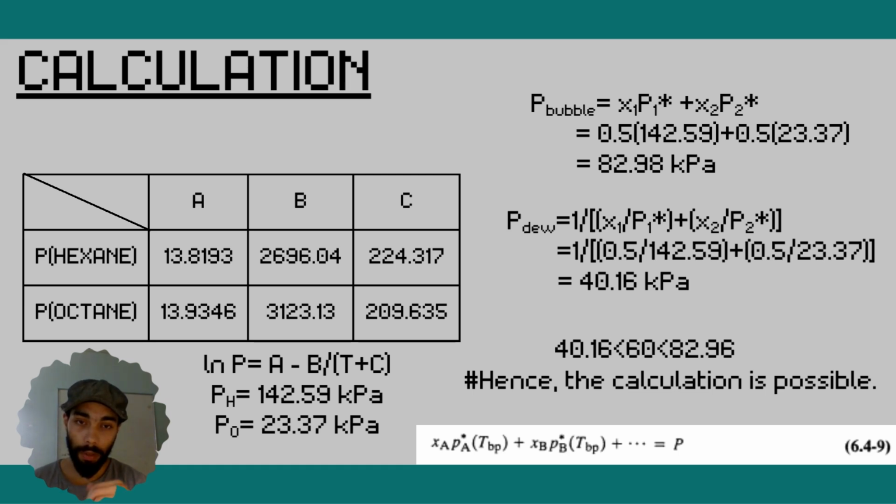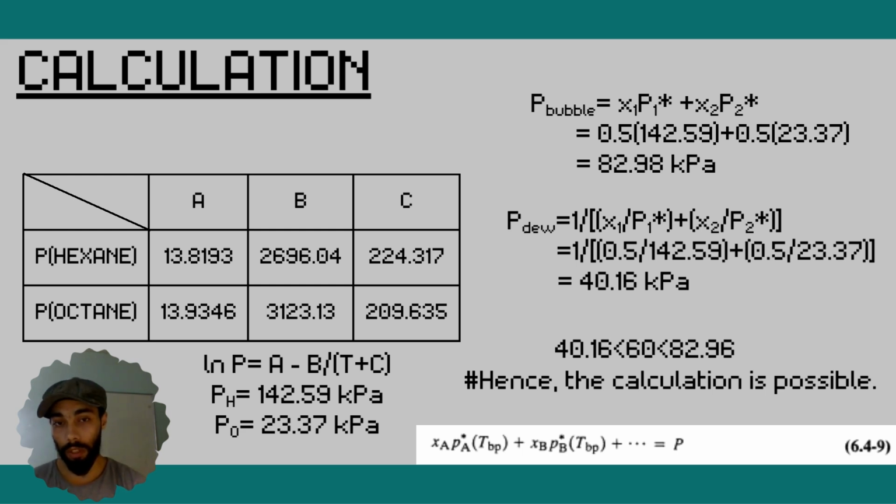Now, to find out whether the inlet pressure of 60 kPa is plausible, we need to find the P bubble and the P dew. The P bubble is equal to x1 P1 plus x2 P2. This is found in the same reference book, Richard M. Felder 2005, section 6.49. The x1 and x2 represent the compositions of the components, and P1 and P2 represent the Psat for the respective components. So x1 is 0.5 for hexane and x2 is 0.5 for octane. Multiplying by each Psat, we get the P bubble equal to 82.98.